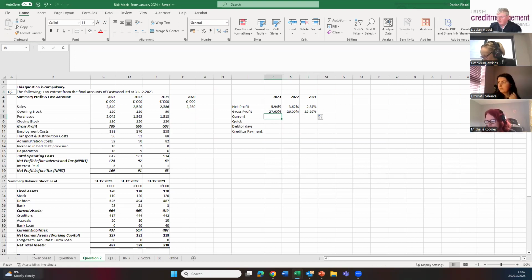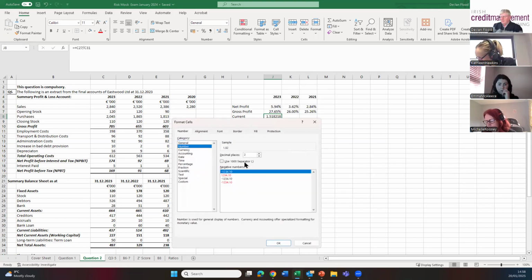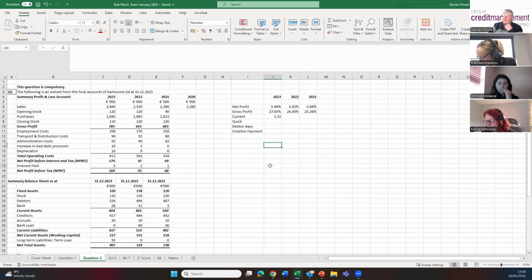My current ratio is my current assets divided by my current liabilities. So there's my current assets divided by my current liabilities. There it is, 1.51. Now I just do that as two decimal places, just to not have it unwieldy. So there's my current ratio, etc. So just literally go through the ratios. I've done that in 5 minutes. You have 40 minutes to do it on the real exam.